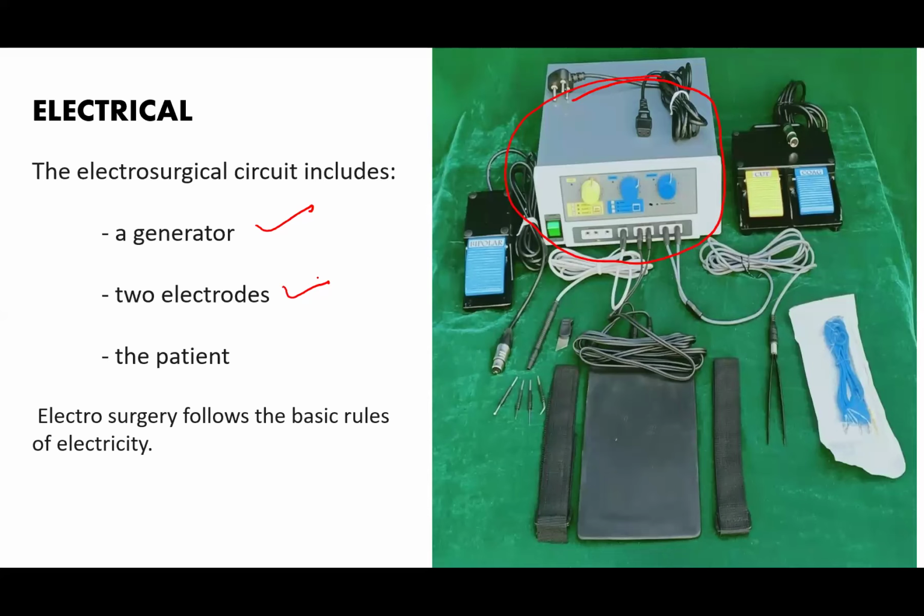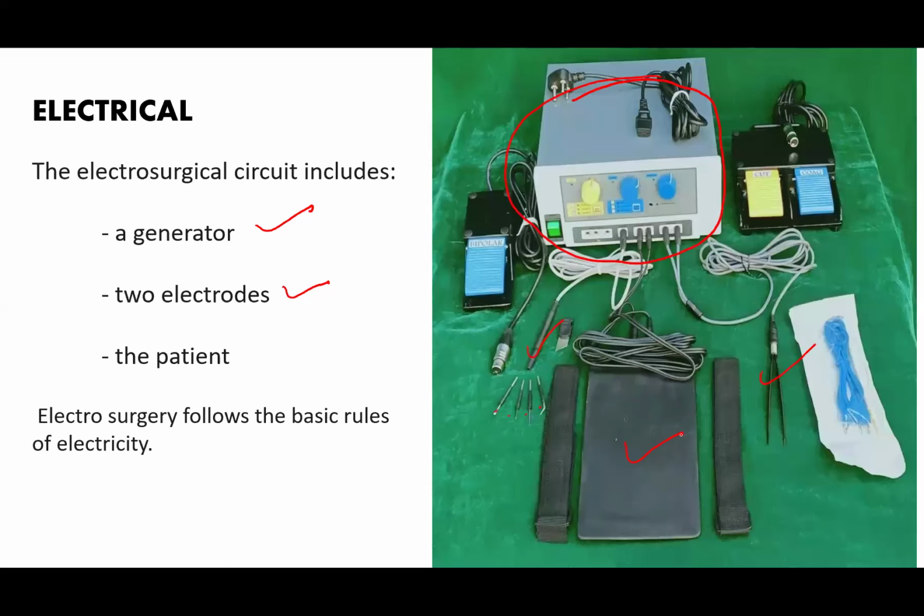Now, there's an active electrode which is placed on the tissue, which could either be monopolar with different types of tip, or bipolar. That is the active electrode that is placed on the wound of the patient. And you have the indifferent electrode, the pad that is placed on the body surface of the patient, on a flat surface of the body. So those are the electrodes.